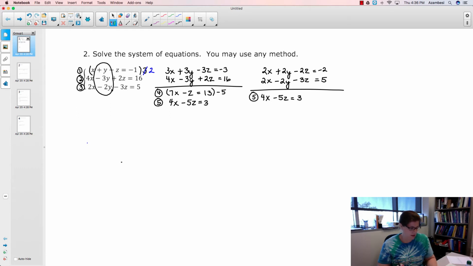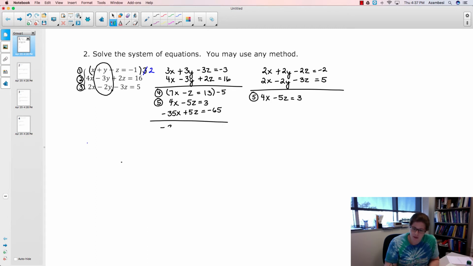So say 7 times 5 gives me 35, and my new equation 4 is -35x plus 5z is equal to 13 times 5 gives me 65, so equal to -65. Adding those together, I end up with -31x. My z's eliminate, and I get -62. x is equal to 2.